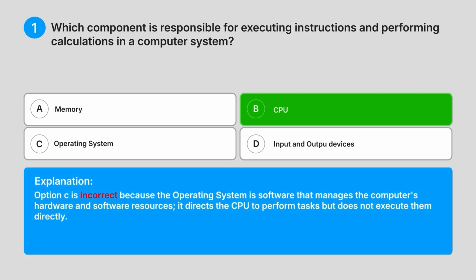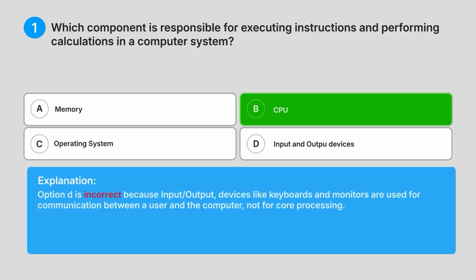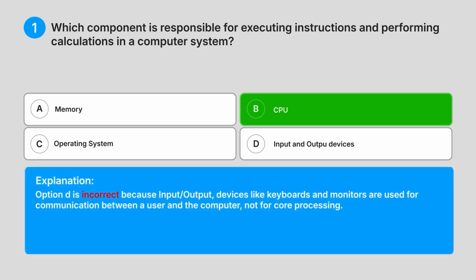Option C is incorrect because the operating system is software that manages the computer's hardware and software resources. It directs the CPU to perform tasks, but does not execute them directly. Option D is incorrect because input, output devices like keyboards and monitors are used for communication between a user and the computer, not for core processing.